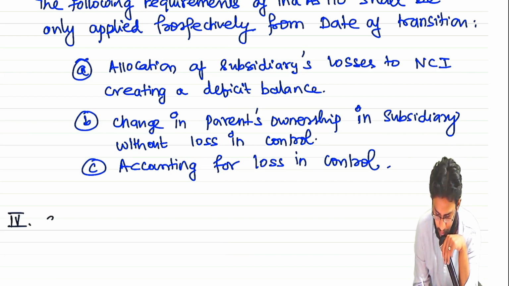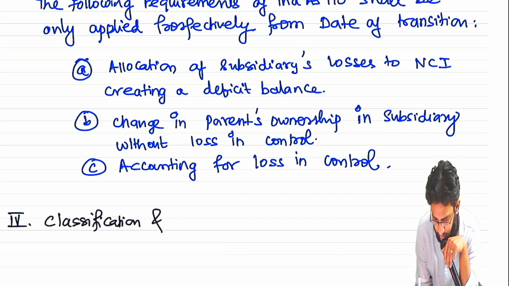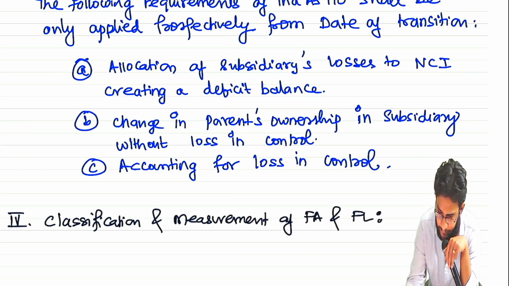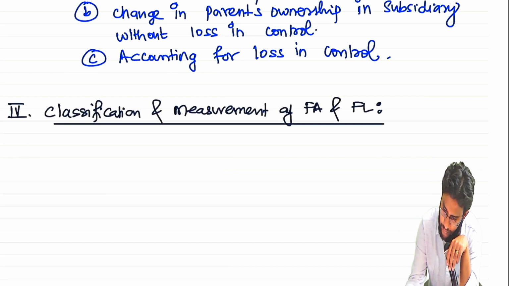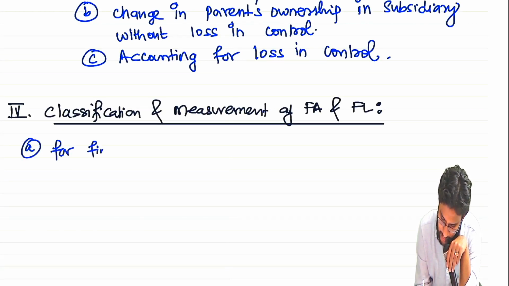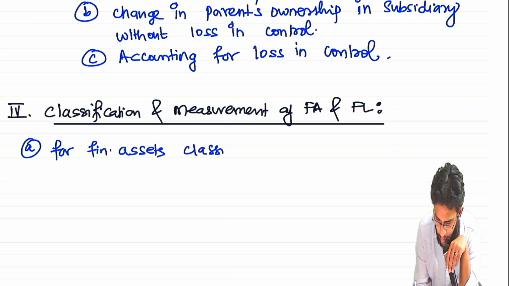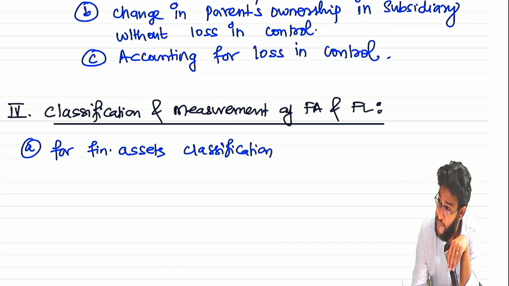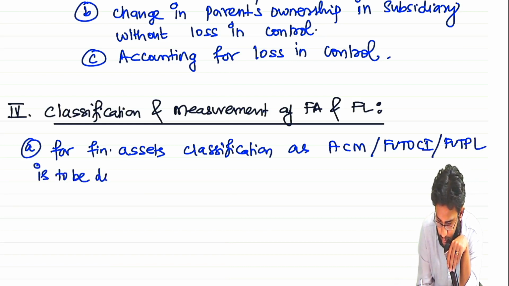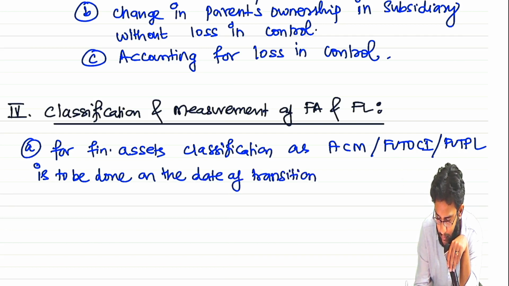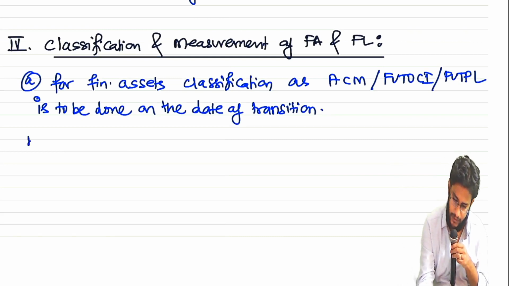Next one is classification and measurement of financial asset and financial liability. For financial assets, classification as amortised cost or FVTOCI or FVTPL is to be done on the date of transition. This is one part.